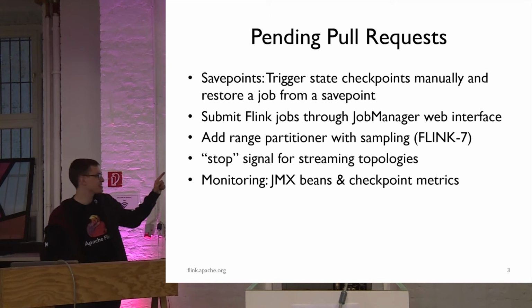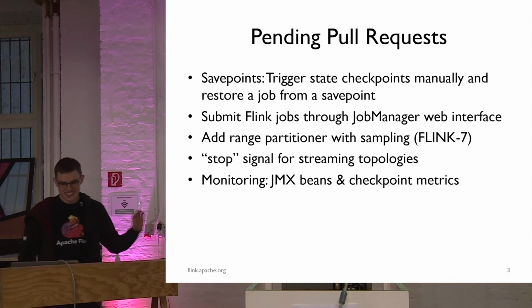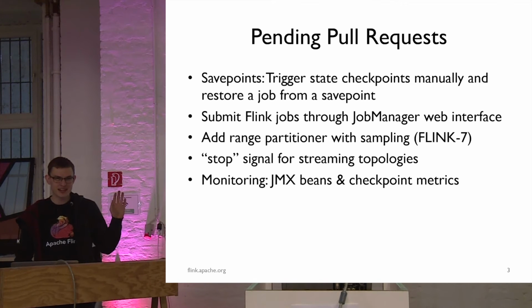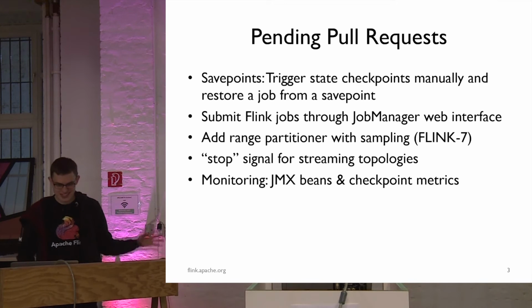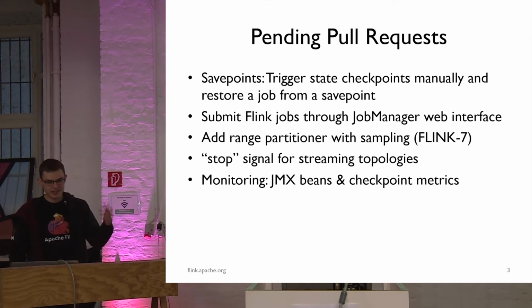And there's a pull request for Flink 7, so it's like a really, really old issue. I think we are at 3,100 or so now with Flink issues. This is like a very early one, for a range partitioner, which is automatically sampling the data distribution to come up with the ranges.